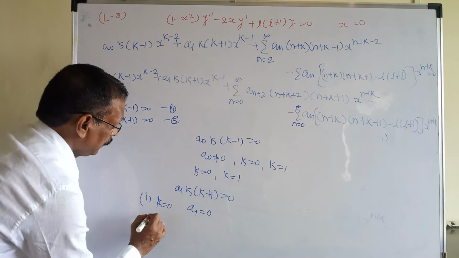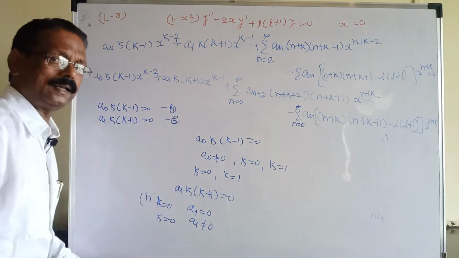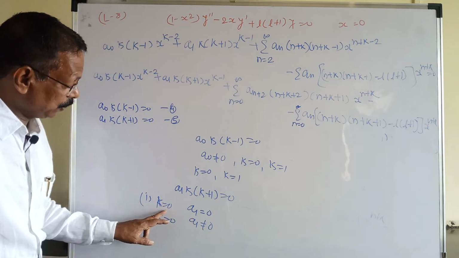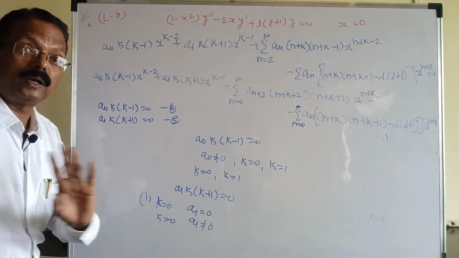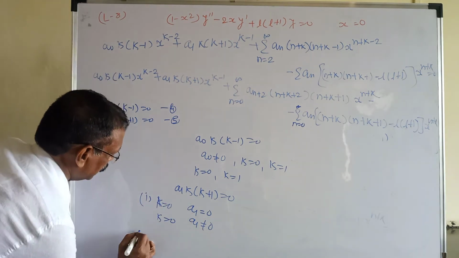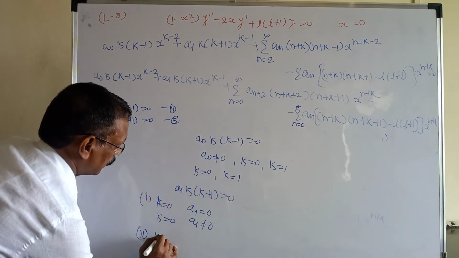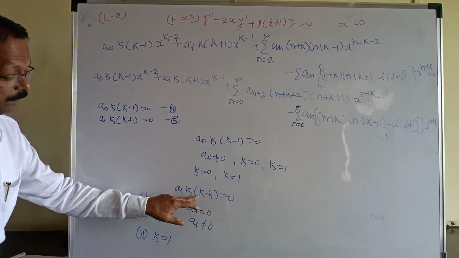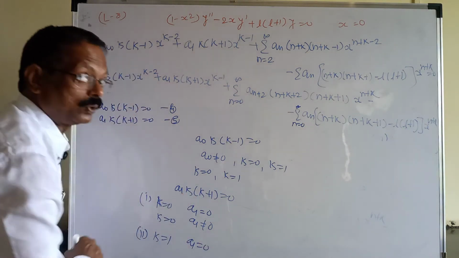Another case, if k is equal to 0, a1 may not be equal to 0, and then also the result is 0. So these are the two cases: k is equal to 0, a1 is equal to 0, and k is equal to 0 and a1 may not be equal to 0. And what is the second case? Our second case is k is equal to 1. If k is equal to 1, this equation is true only if a1 must be equal to 0.